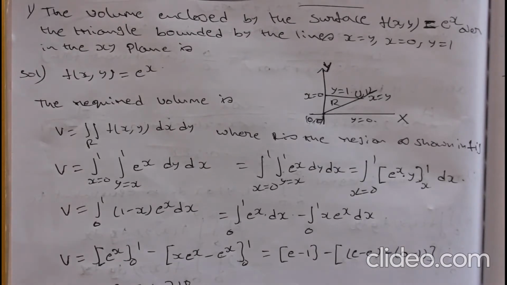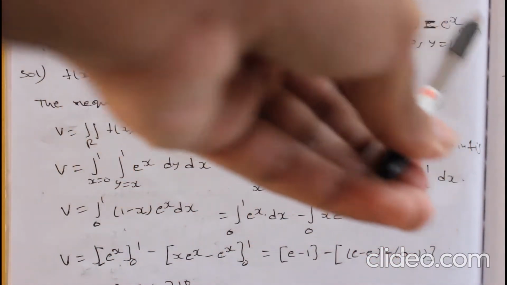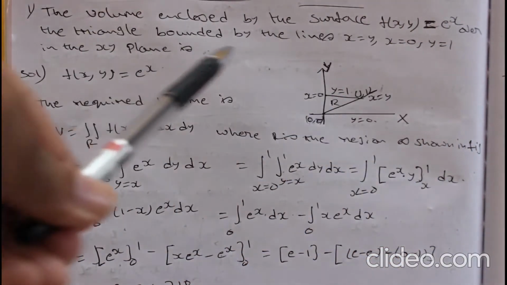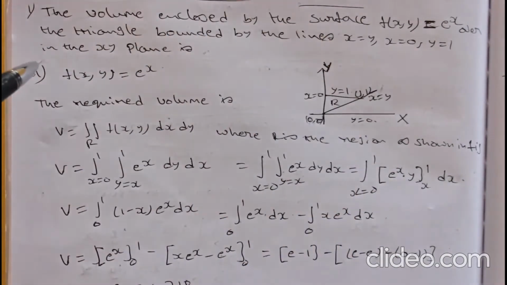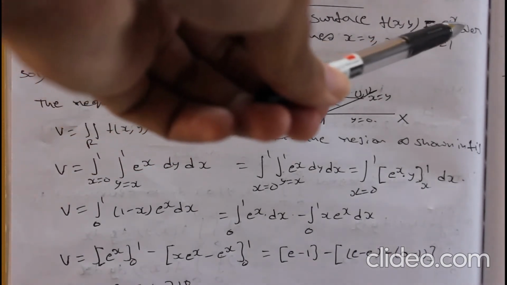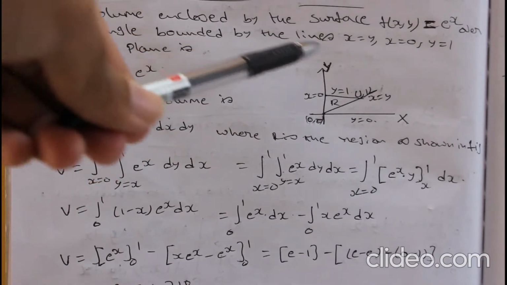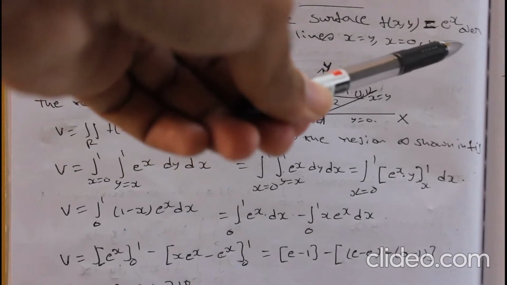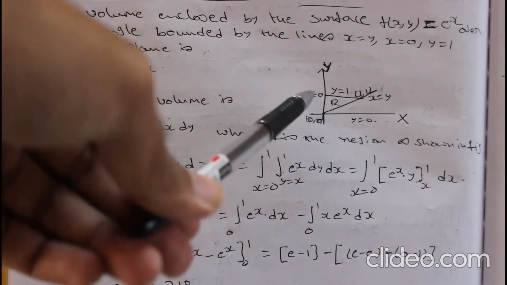Question number 1. The volume enclosed by the surface f of x comma y is equal to e power x over the triangle bounded by the lines x is equal to y, x is equal to 0, y equal to 1 in the xy plane is. Okay, it is asked to find the volume enclosed by the surface f of x comma y equal to e power x and the triangle bounded by the lines x is equal to y, x is equal to 0, y equal to 1 is given. So first draw the plane xy.